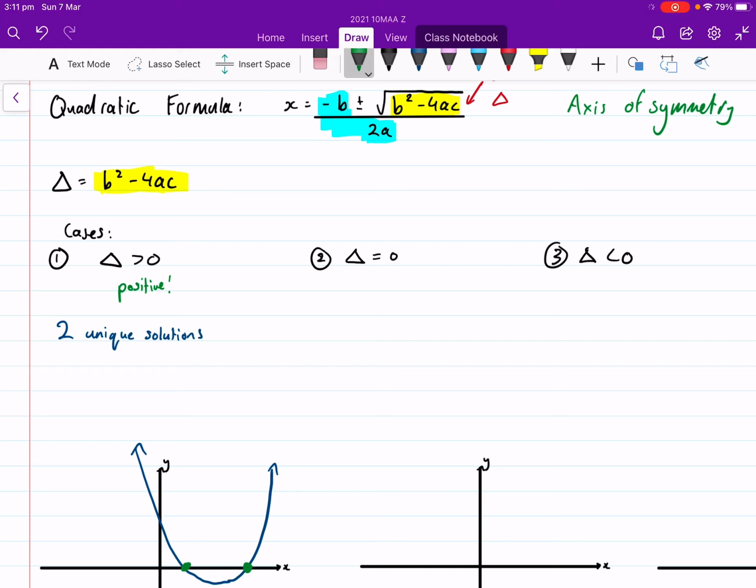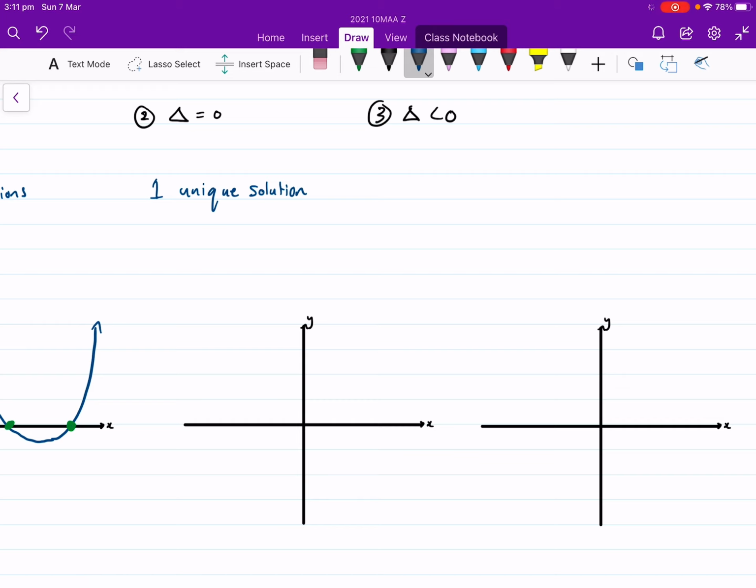Now, when I sub in values for a, b, and c, and I actually get an answer of 0, for the second case, I still would technically get two answers, but the answer is going to be the same. So I'll only have one unique solution. So in this case, often it will be a bounce off the x-axis. So I might have something like this, where it is only touching the x-axis at one specific point.